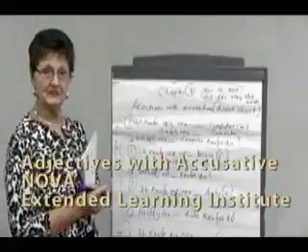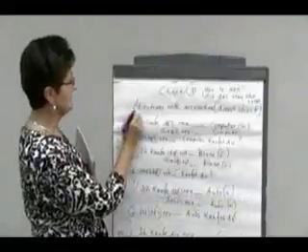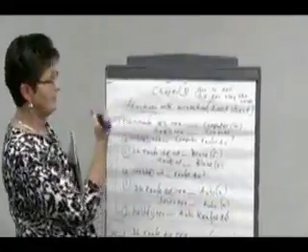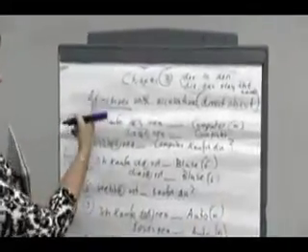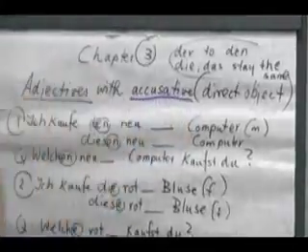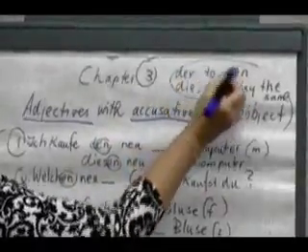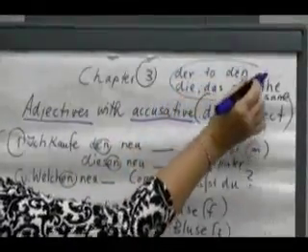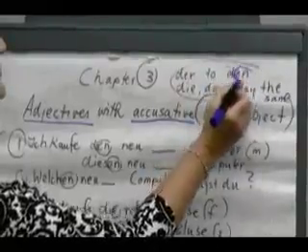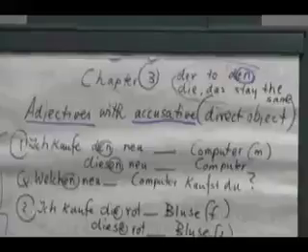Okay, we are still in chapter 3, and this time we are going to talk about adjectives. Remember, the words that describe a person or a thing. Adjectives with accusative or direct object. And you remember the rule: the der words, den, die, and das stay the same. So we have to watch out when we have a der word, because the ending changes to en.